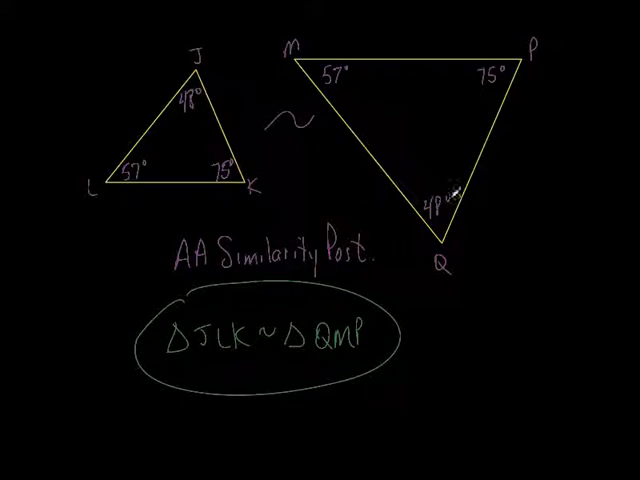J is 48, Q is 48. The L and the M are equal to each other. L is 57, and M is 57. K and P are equal to each other. K is 75, and P is 75. That's my similarity statement. Make sure it's in the right order.